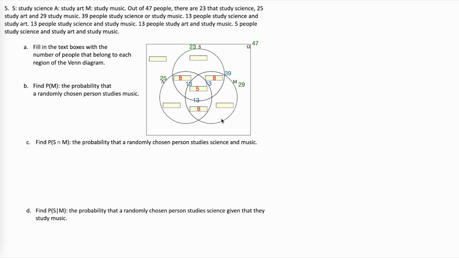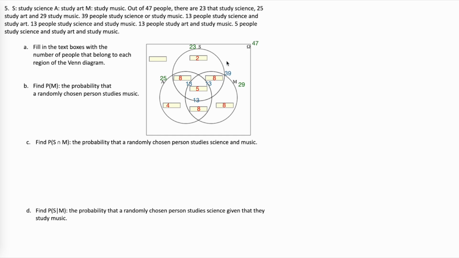Then we know that we have 29 people in this circle. And so far we have 8 and 8, 16 plus 5 is 21. 21 to get to 29, 29 take away 21 is 8. We need a little 8 here. Over here we have 21 so far in the red, and we have 25 in this circle. This has to be a 4. Up here, we have 21. We're trying to get to 23. This has to be a 2.